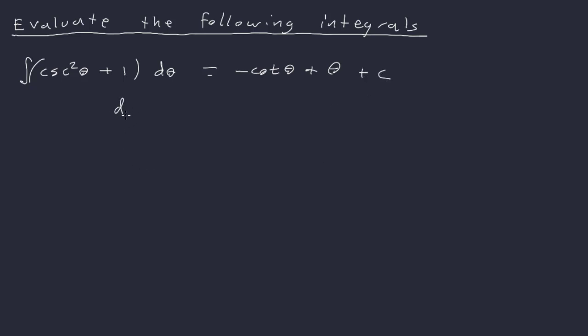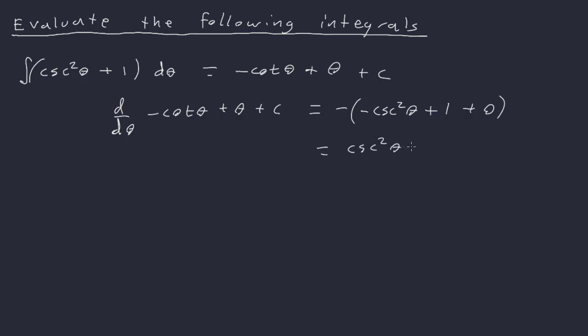And just to double check this, the derivative with respect to theta of negative cotangent theta plus theta plus c will be, well, negative times the derivative of cotangent theta, which will be negative cosecant squared theta, plus the derivative of theta with respect to theta, that will be 1. Then the derivative of a constant is 0, and so we'll end up with cosecant squared theta plus 1, and it checks out.